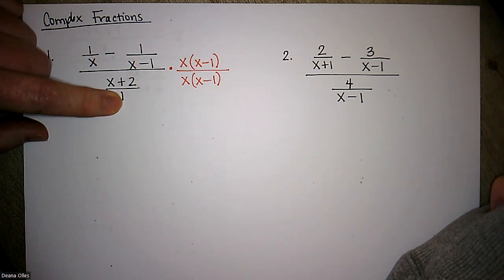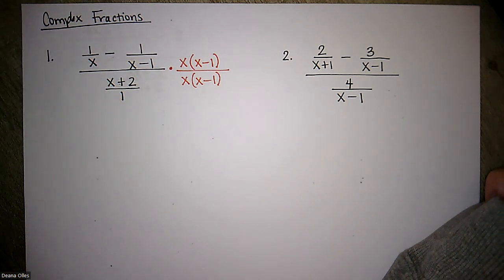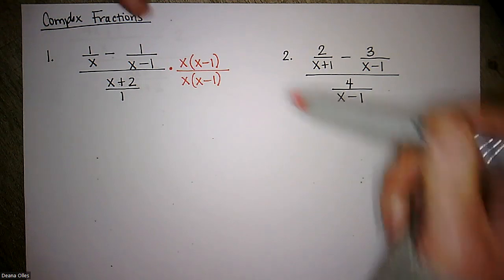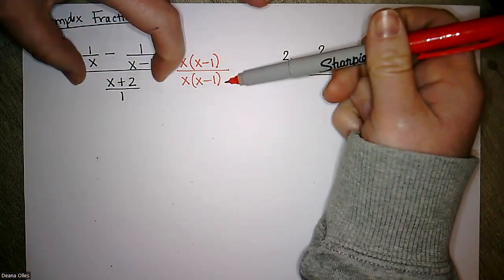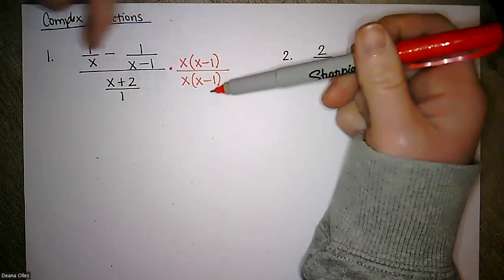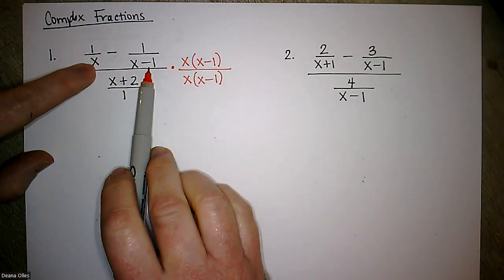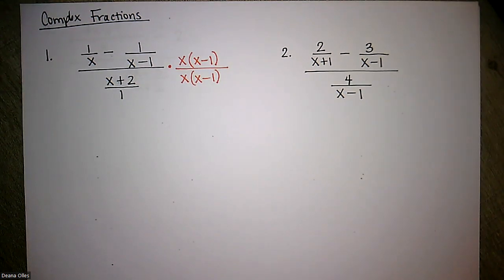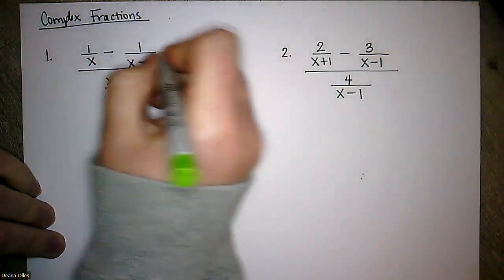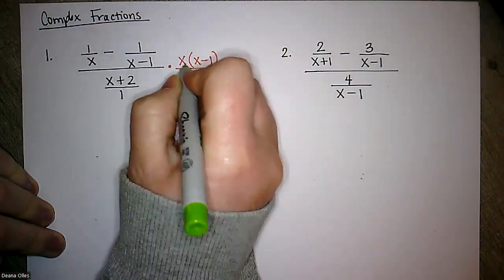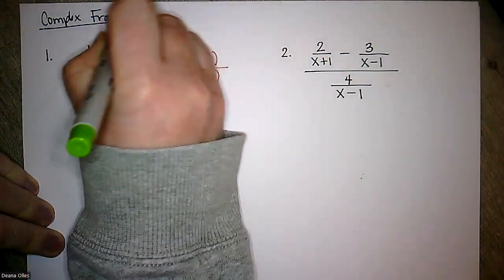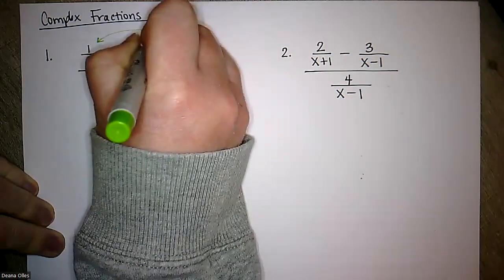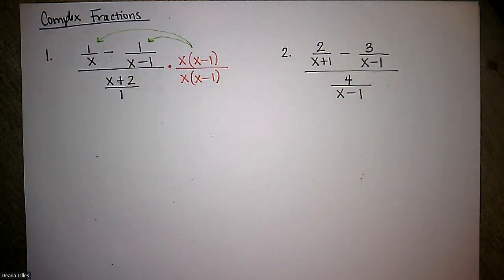I don't need to worry about that. Dividing by 1 is not a problem. Okay. So I'm multiplying my numerator and my denominator by the least common denominator of these guys, x times x minus 1, because that will help me to eliminate the fractions within the fractions. Okay, so once I have that, I notice that I'm multiplying my entire numerator by x times x minus 1. So this whole thing needs to be distributed to both terms in my numerator.